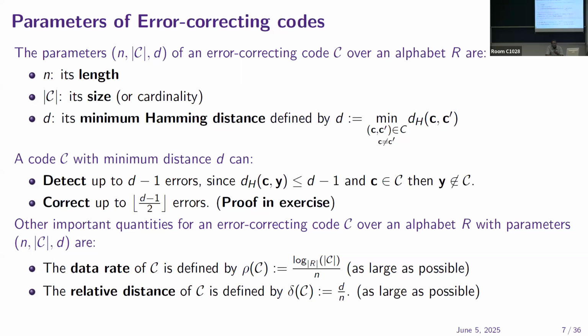Therefore, the objective in constructing an error correcting code is that the minimum distance must be as great as possible. An error correcting code detects up to D-1 errors and corrects up to (D-1)/2 errors.